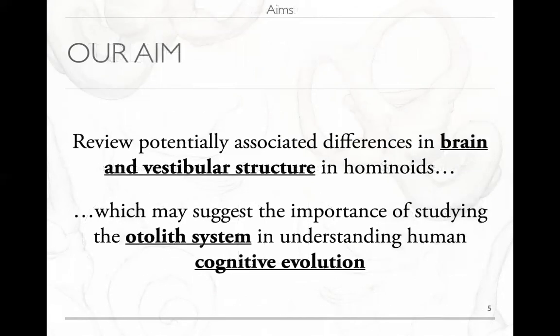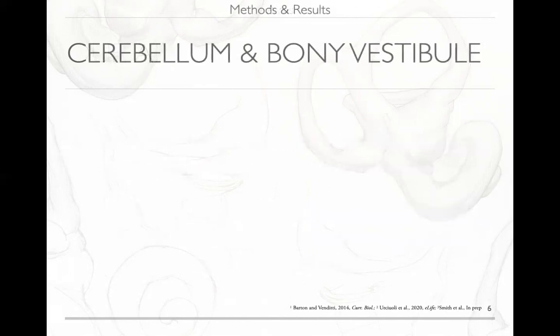The aim of this talk is to review some aspects of differences in brain and vestibular structure that I've come across in my dissertation work, which may be associated in extant hominoids. This may suggest the importance of studying the otolith system in order to better understand human cognitive evolution. I'll now discuss two examples where I've observed this difference in brain and vestibular morphology. First, talking about the cerebellum and bony vestibule.